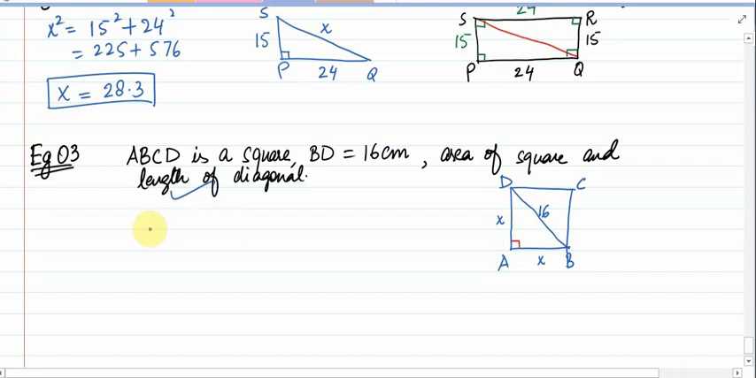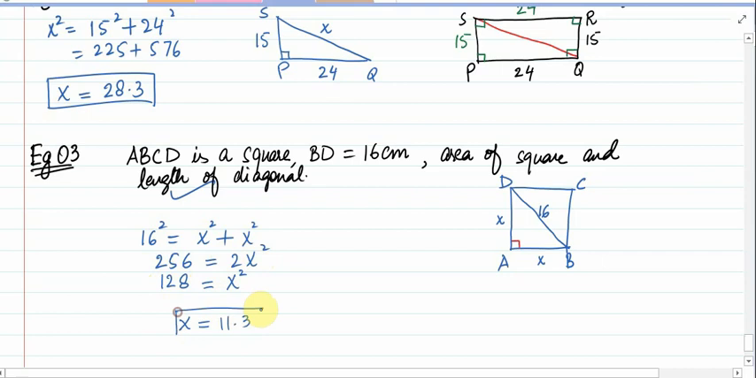Applying Pythagoras, it will be 16 square is equal to X square plus X square, right? 16 square is 256, and X square plus X square is 2X square. Now 2 is multiplying with the X, so on the left side it will be divided: 256 divided by 2 will be 128, which is equal to X square. Applying root on both sides, X is equal to 11.3, right? We know the value of X.